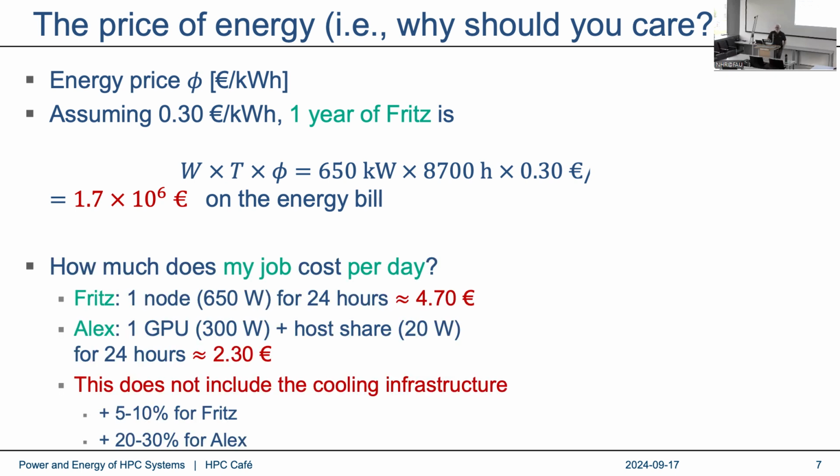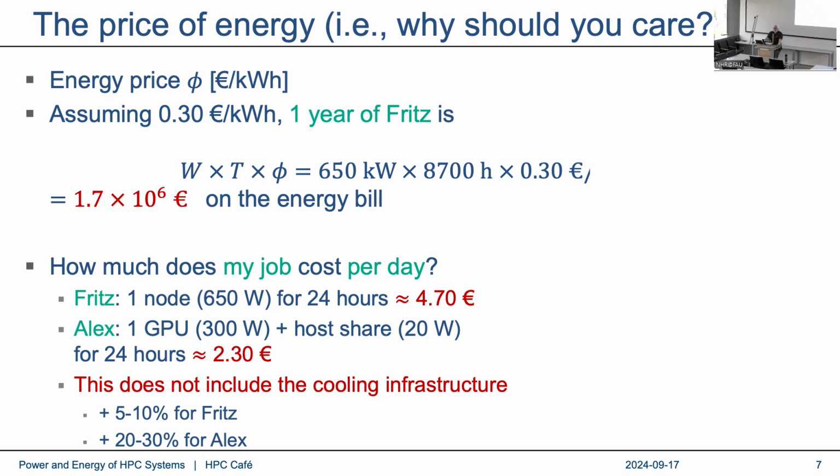So how much does my job cost per day? Of course, you're a user. You don't use all of Fritz all day, all of Alex all day. You only use a couple of CPUs or a couple of GPUs for at most 24 hours. So how much does that cost? One node of Fritz at full power is about 4.70 euro. One GPU of Alex, which is about 300 watts, a little bit more, that's an average value, plus some share of the host, because there are host CPUs, there's a host motherboard, there's networking infrastructure, and so on. I'm assuming 20 watts for that. For 24 hours, that's about 2.30 euro.